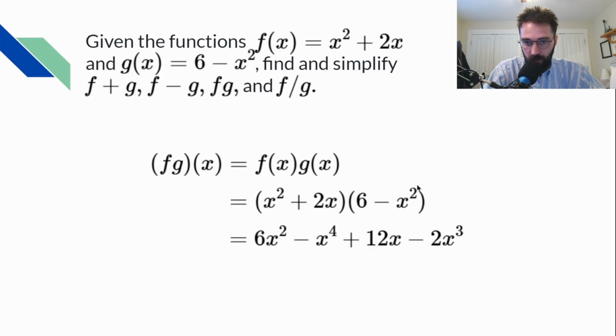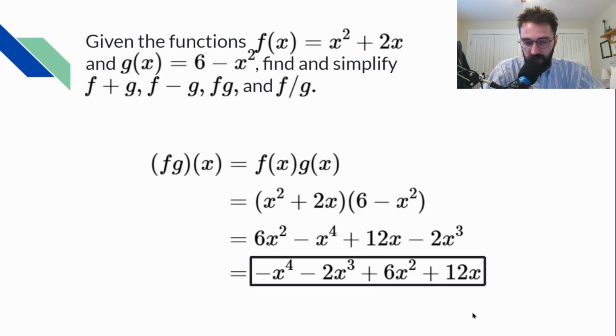So when we report our final answer here, we want to put the powers in descending order. So we have negative x to the fourth minus 2x cubed plus 6x squared plus 12x. That's the traditional way to report the final answer. So fg is equal to this.